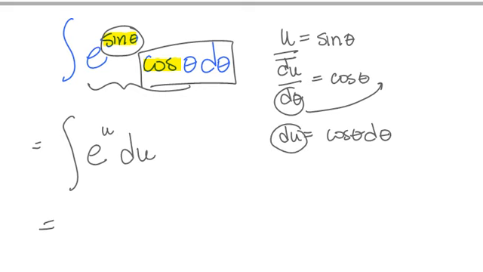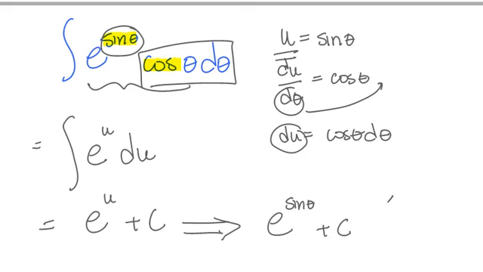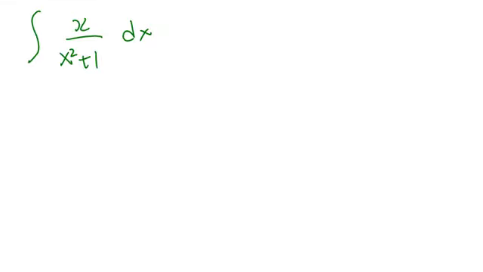And now I can easily integrate e to the u plus c, and my last step is to replace the u again. So I've got e, and my original u is sine theta plus c. And you can double check this by taking the derivative, and you should end up with this expression. So let's move on to a second example.